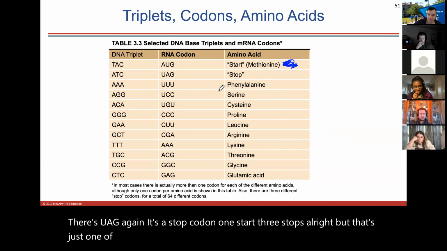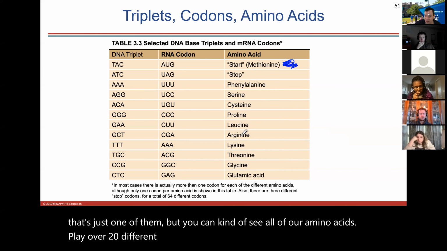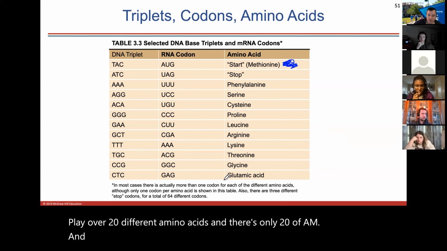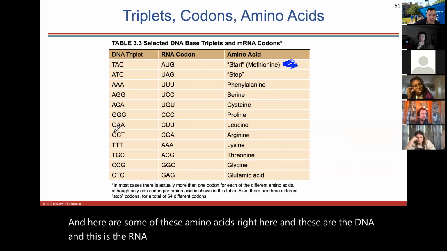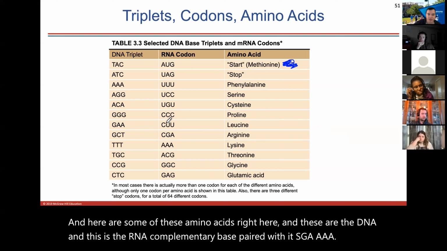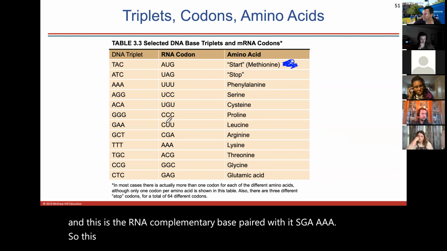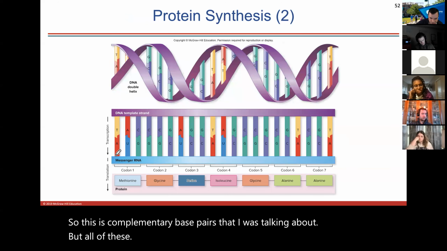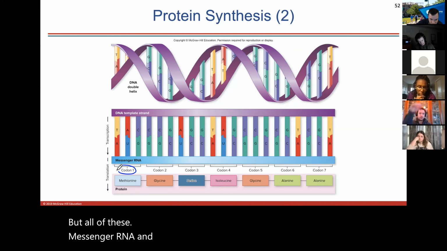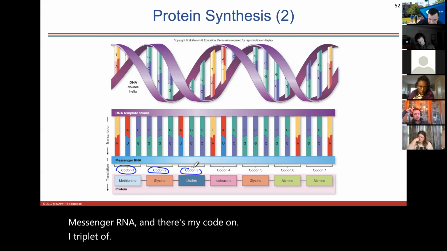But you can kind of see all of our amino acids, all of our 20 different amino acids, and there's only 20 of them. And here are some of these amino acids, and these are the DNA, and this is the RNA, complementary base paired with it, CGA, AAA. So those are complementary base pairs that I was talking about. But all of these messenger RNA, and there's my codon, my triplet.